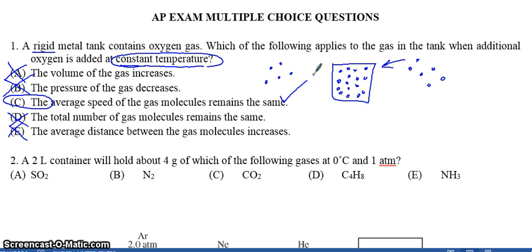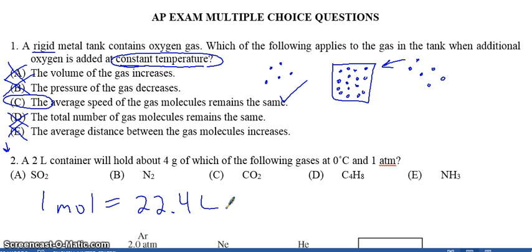Number 2 says a 2-liter container will hold about 4 grams of which of the following gases at 0 degrees Celsius and 1 atmosphere. Now, you could apply a PV=nRT problem here and try to solve for moles, and then try to solve for grams, in all 5 of these cases. But I propose a different method, and that is taking advantage of the fact that 1 mole of a gas takes up 22.4 liters, as we've seen in our lab.